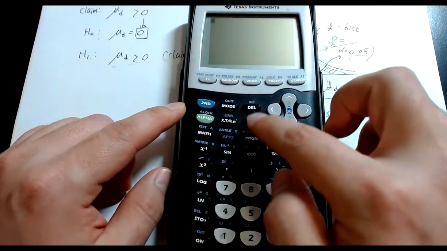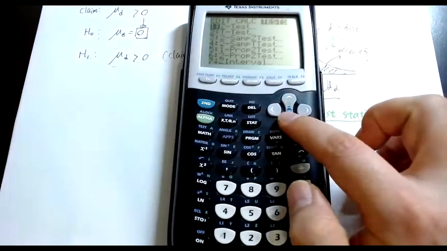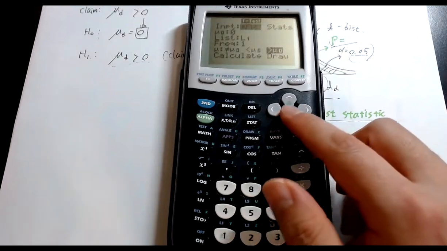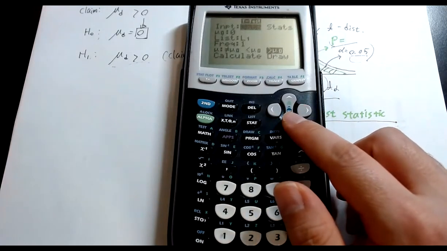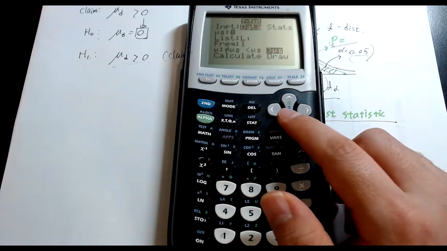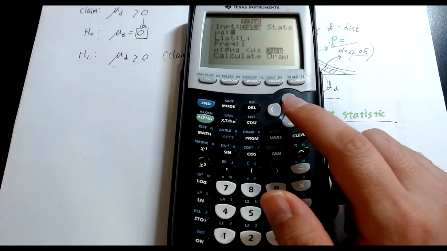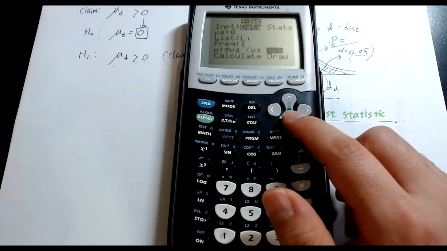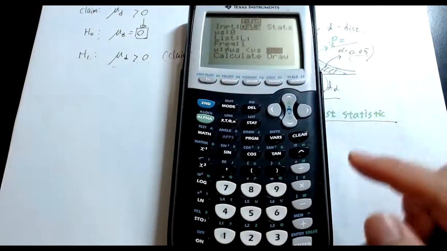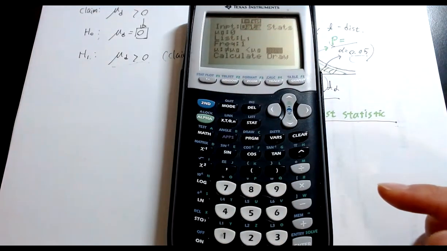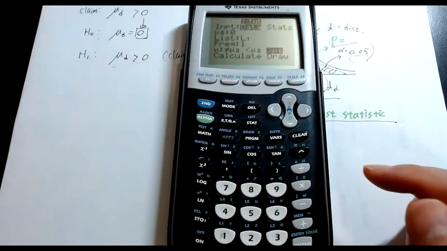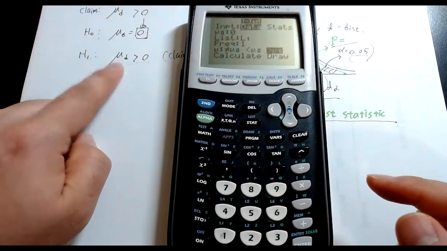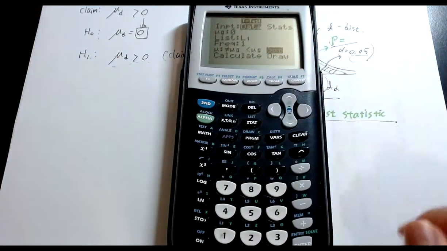Now we go to STAT, TESTS, and choose T-Test. We use data L1, and mu0, which is mu sub d, is 0. The last option represents the alternative hypothesis. What's the alternative hypothesis? Mu sub d is greater than 0. So we choose that one. Then we calculate.